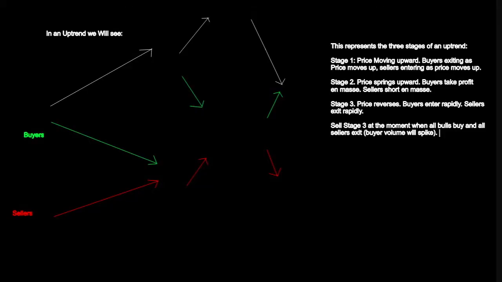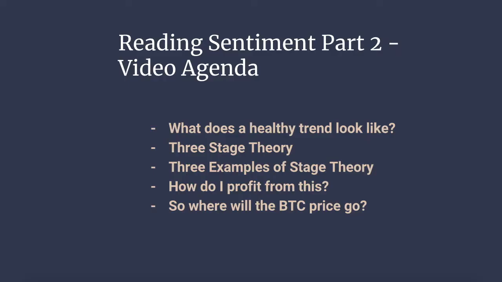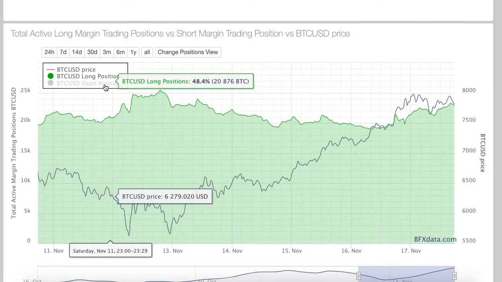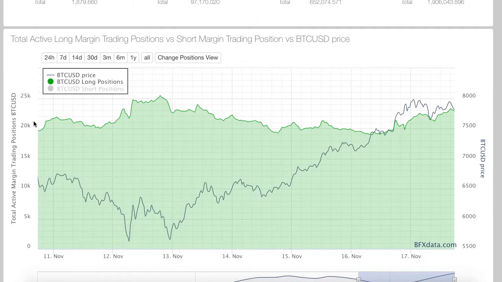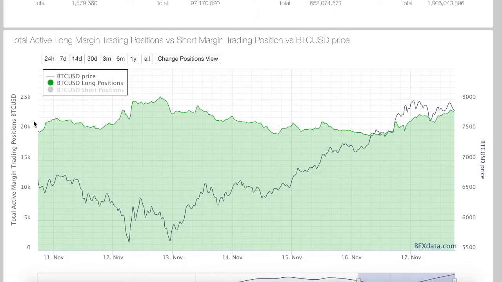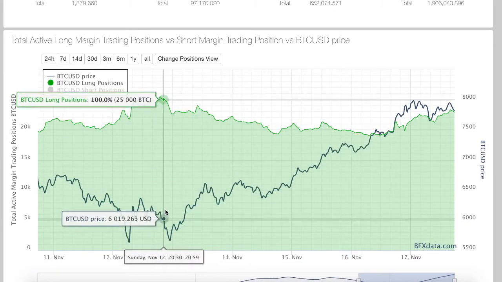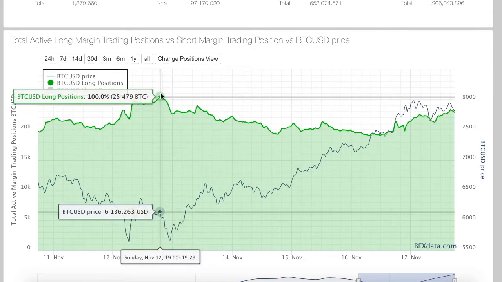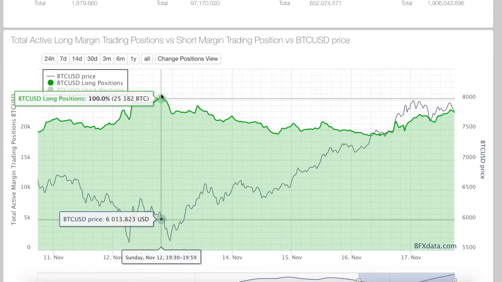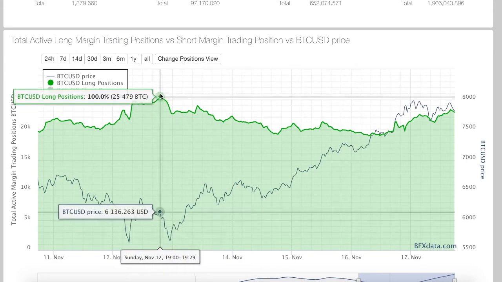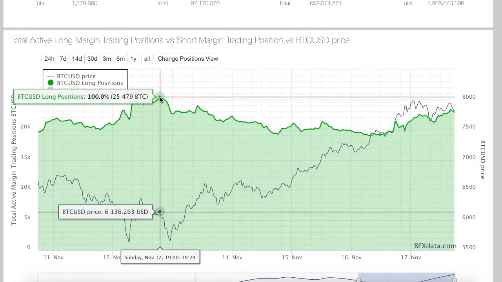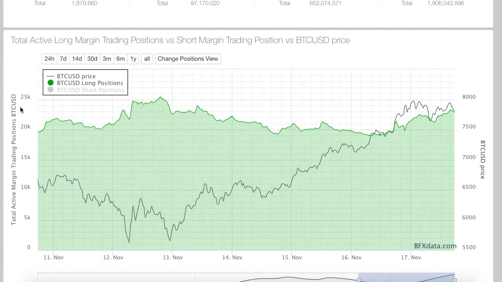All right, let's get into the Bitcoin example. Where will Bitcoin go? Let's first look at the long positions, and I'm going to give you guys 10 seconds to label your 3 stages, starting from the buyer peak here. And one hint is that we don't really have much of a stage 2 here, but mainly just a prolonged stage 3 and a slightly longer than normal stage 1. All right, I'll give you guys 10 seconds to label.